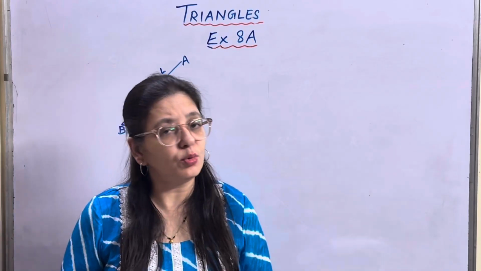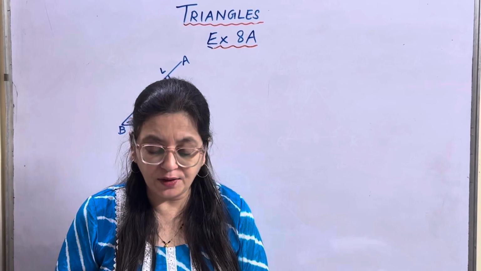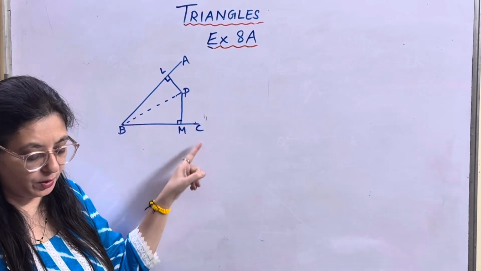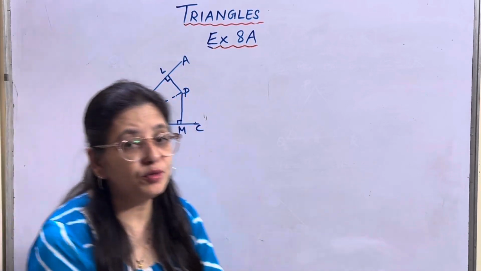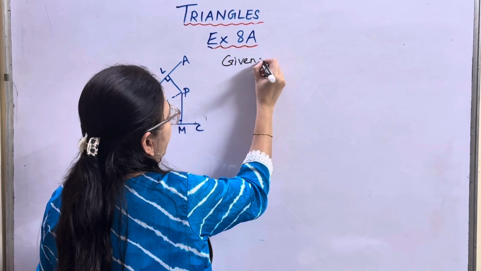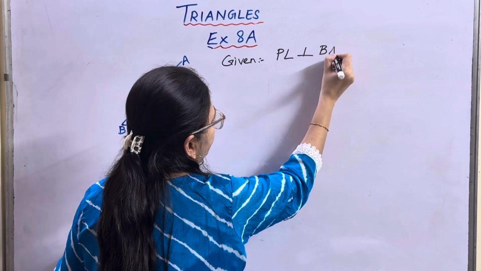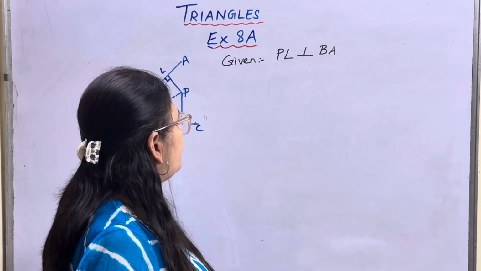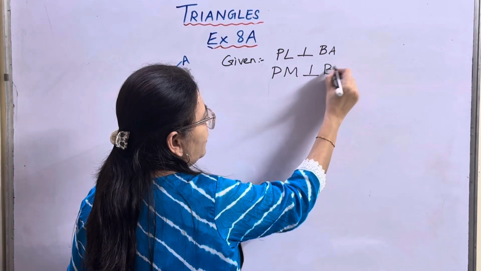Yes kids, let's do question number 2. In the given figure, P is a point in the interior of angle ABC, and PL is perpendicular to BA. First you will write whatever is given to you. It is given that PL is perpendicular to BA, and it's given that PM is perpendicular to BC.